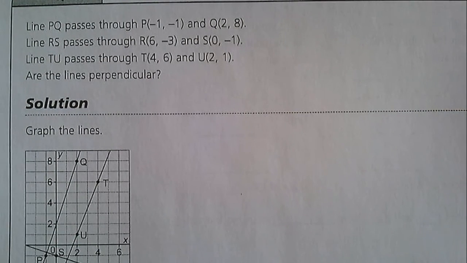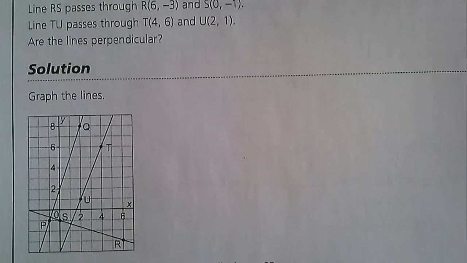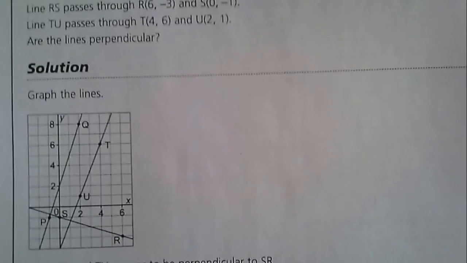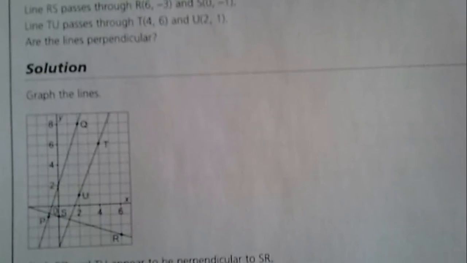And then it's asking if our lines are perpendicular. So you'd start by graphing the lines. They've already done that for us. Now, again, by looking at this picture, it's kind of hard to tell exactly which ones are perpendicular. It looks like they both could possibly be. So what we're going to do is find the slope of each of them.